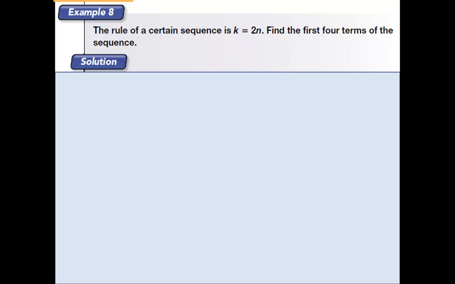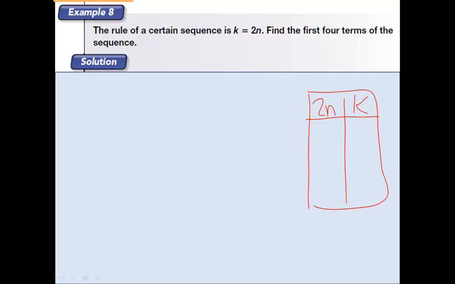The rule of a certain sequence is 2n. Find the first 4 terms of that sequence. I like to do this type of thing for these problems here: 2n over here, and I just take a 1, a 2, a 3, and a 4. If I plug a 1 in for n on this first one, I get 2 times 1 is 2. So in my sequence, the first number would be a 2. And then I work down the list there.